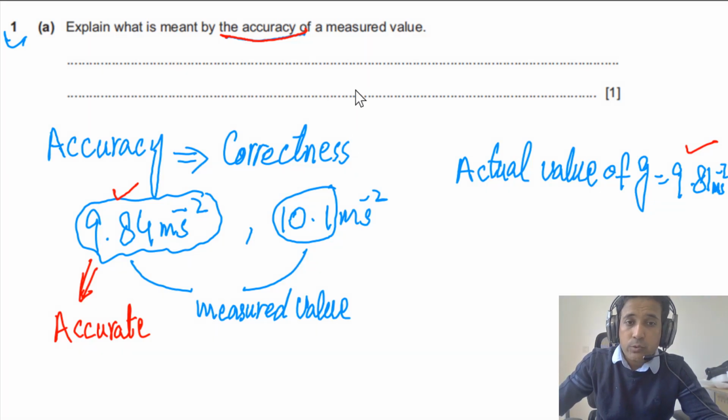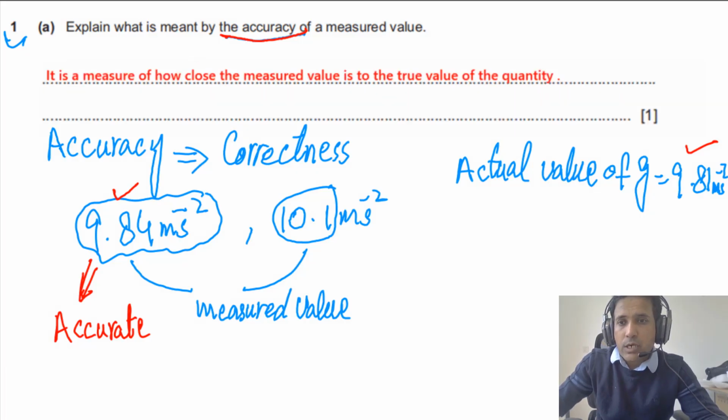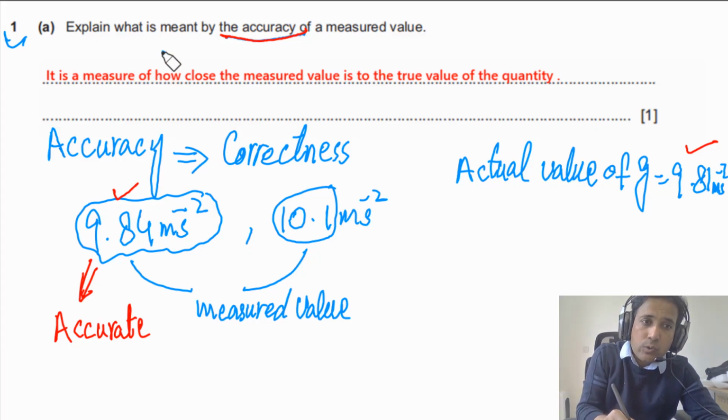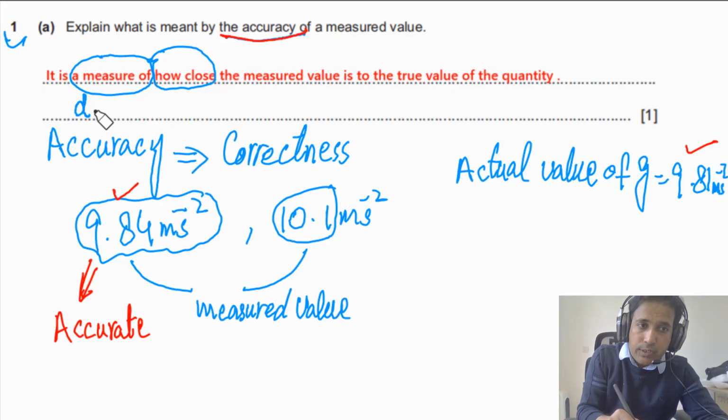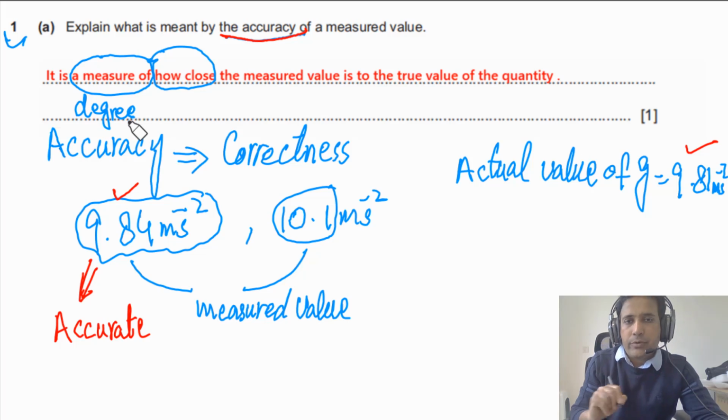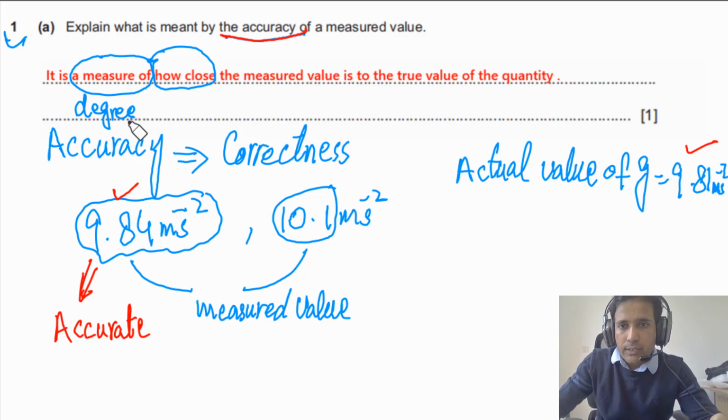Now let me show you how you can write down the answer. This is very important. How close is very important; it has to be in your answer, and it's a measure of, very important to understand. You can also say degree. So this is how we define accuracy.